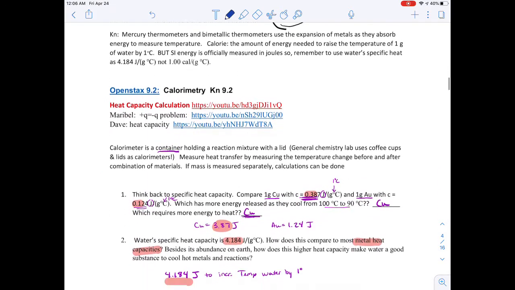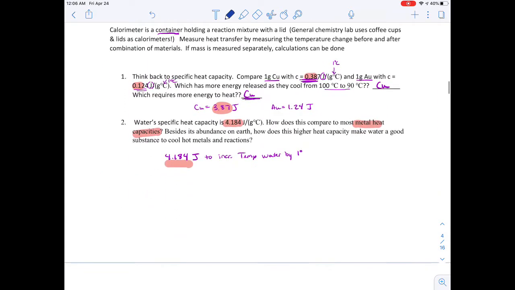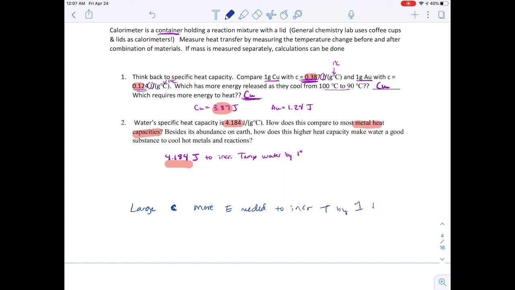So we just had a review of that, and now we're going to actually get into doing calculations. This is one little thing: with the specific heat capacity, the larger the specific heat capacity, the little c, the more energy needed to increase the temperature by 1 degree, and also the more energy released when you decrease the temperature by 1 degree.